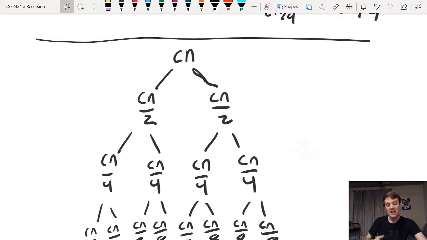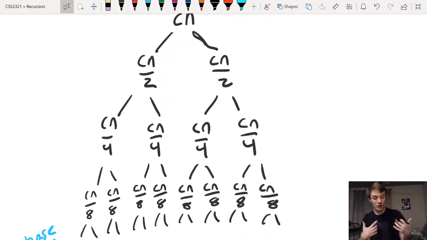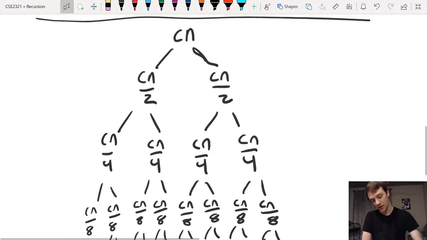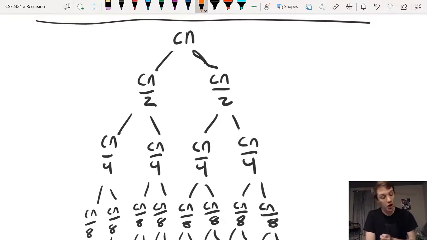We analyze a recursion tree. This is what we call a recursion tree, a visual representation of the cost of each recursive call. We analyze it by computing the cost at each level. The cost to compute the root of this tree was Cn. That is the cost of the first recursive call.